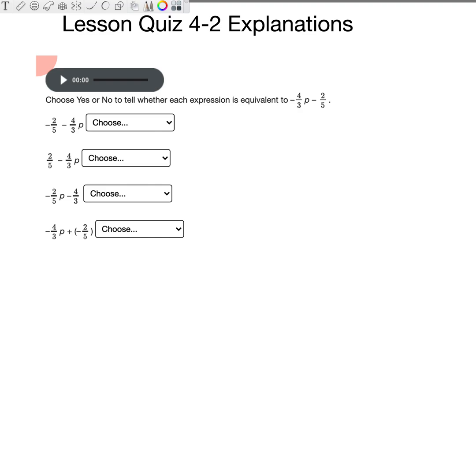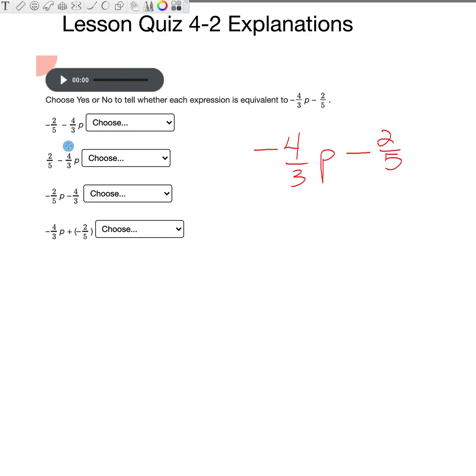So one more question to do, question 5. Question 5, we're going to go through and answer yes or no on each one of these. And we're wanting to know if it's equivalent. So it's got to be equivalent. It's got to be the same value. So if we look at the original one, we have negative 4/3 p minus 2/5. If we move things around, some things have to stay together. So this negative 4/3 has to be in front of a p. Has to. It can't be moved around. This is stuck together. And then this minus 2/5, this negative has to be in front of the 2/5.